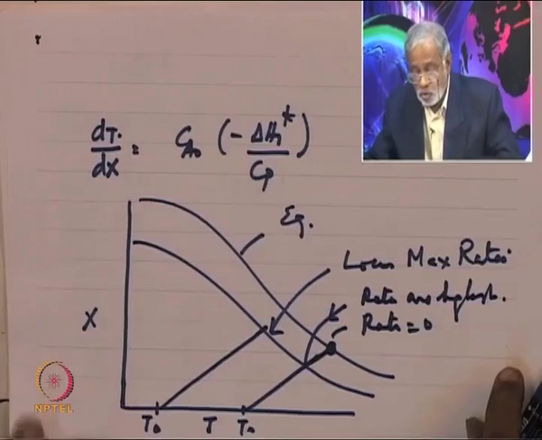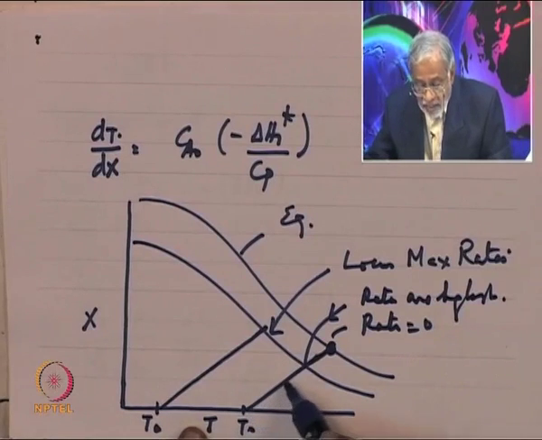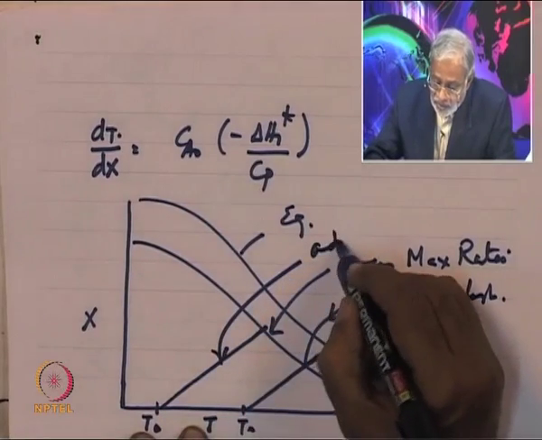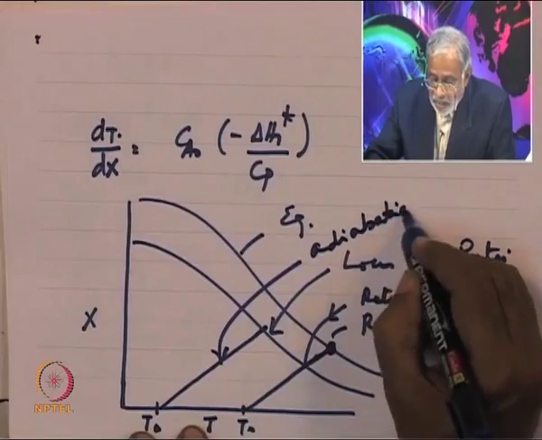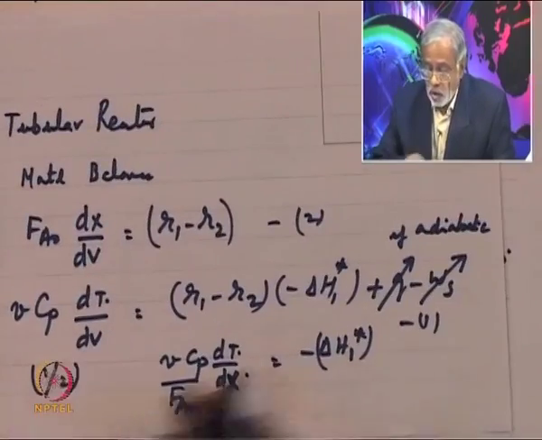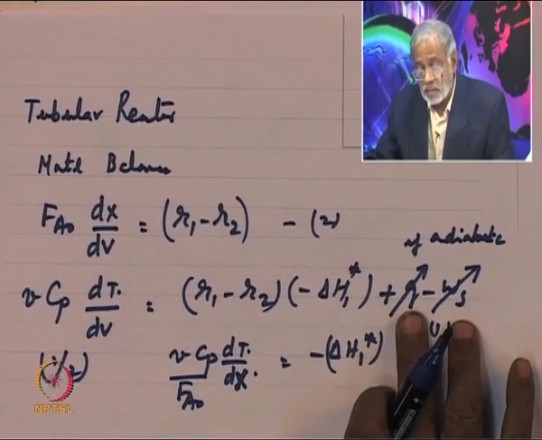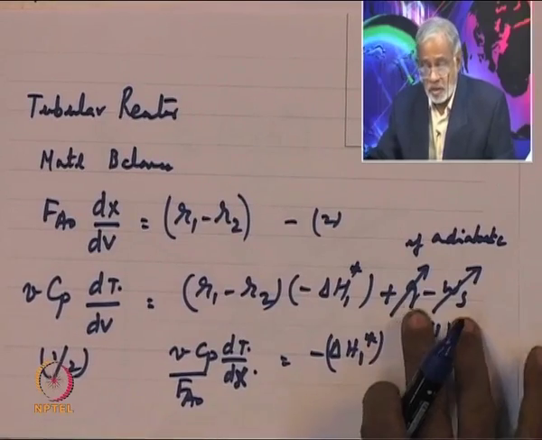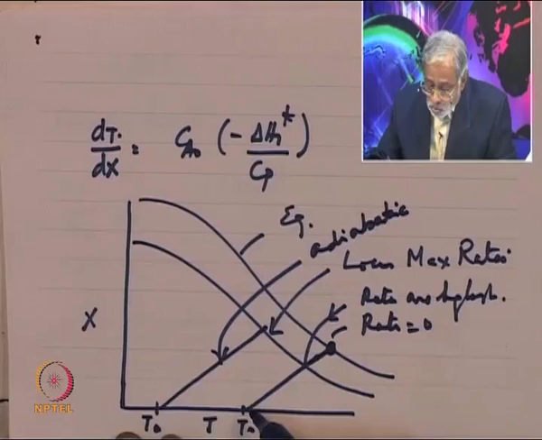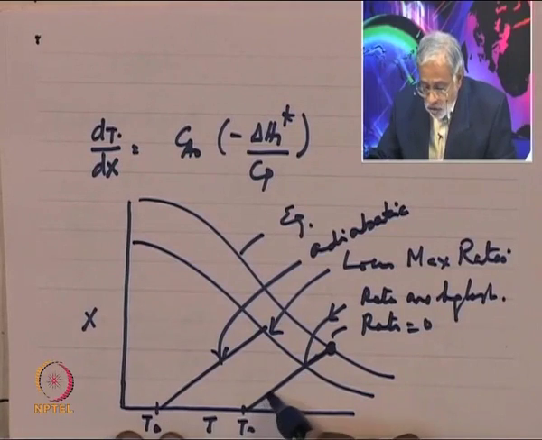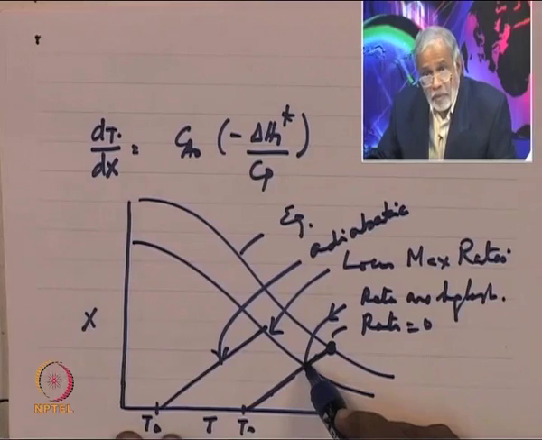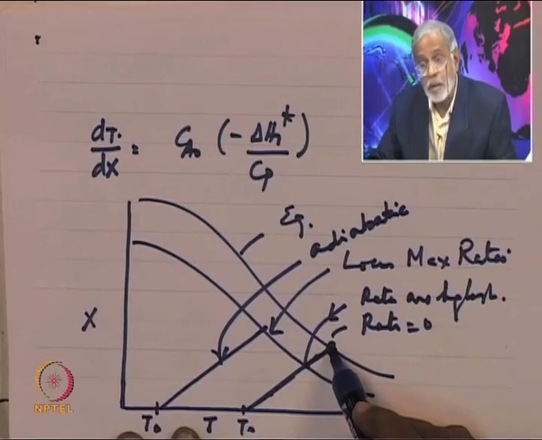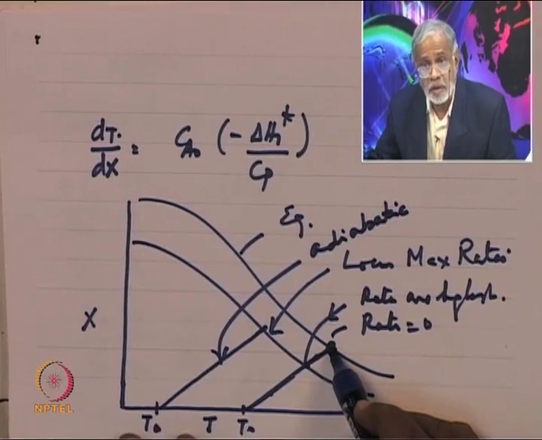So, you notice here that as you move along this line, this is the adiabatic line. Why is it the adiabatic line? We have knocked out the term q from our equations, because we are writing the equations for the case of an adiabatic process. So, as you move along the adiabatic line from this point to this point, the reaction rate keeps on increasing. Here it becomes maximum. As it moves from here towards the equilibrium curve, the rate keeps on decreasing and becomes 0 as it touches the equilibrium curve.